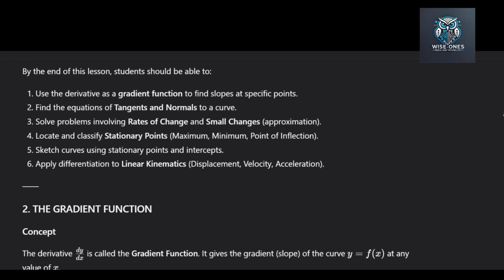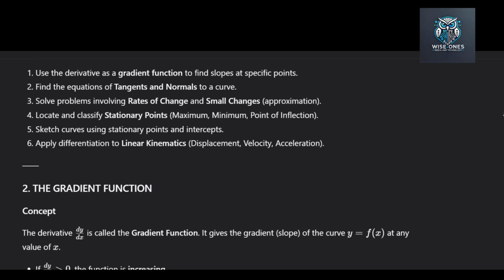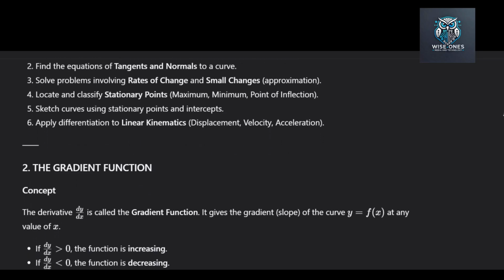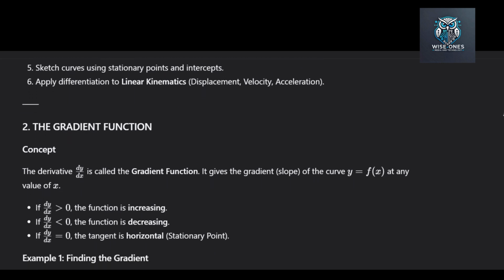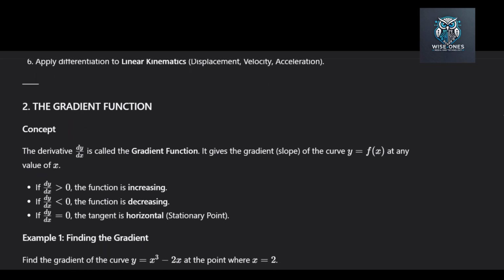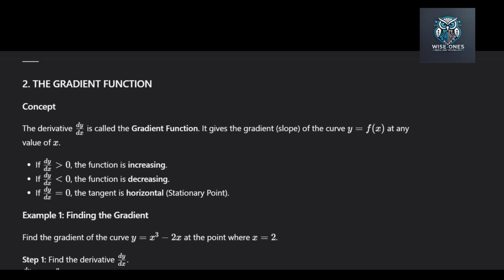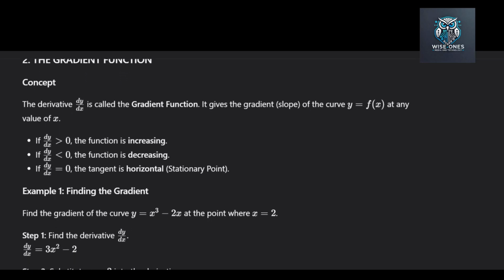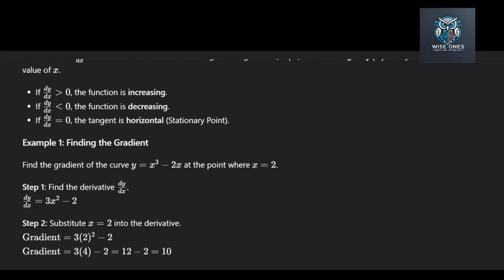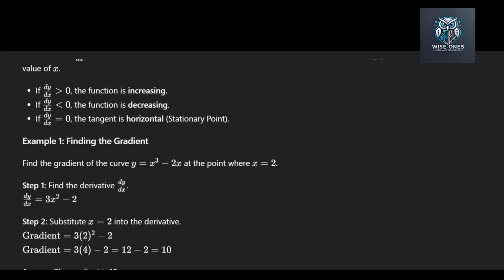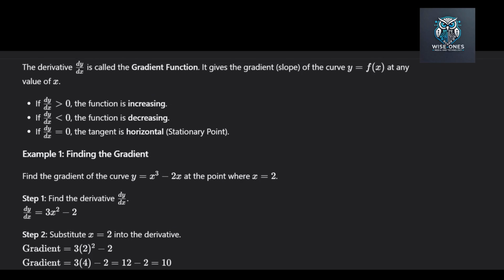Let us start with section 2, the gradient function. What is the gradient function? The derivative, which we write as dy/dx, is called the gradient function. It gives the gradient or slope of the curve y equals f of x at any value of x. Think of it like this. If you're walking on a curved path, the gradient tells you how steep the path is exactly where you are standing. There are 3 important things to remember about the gradient.